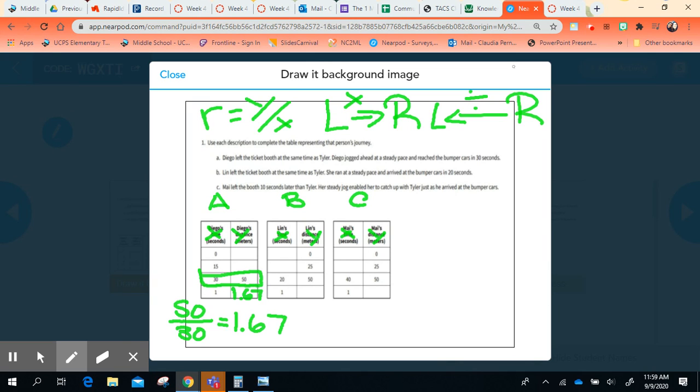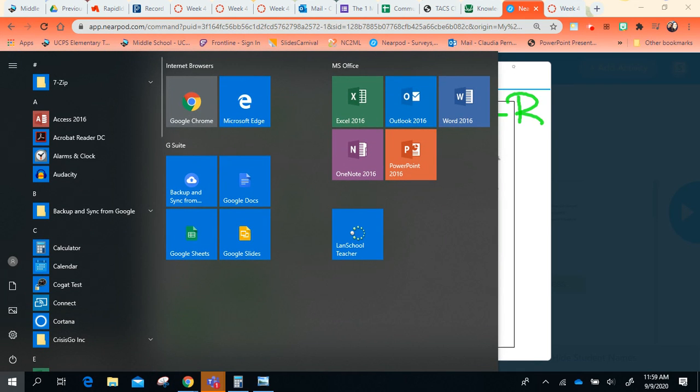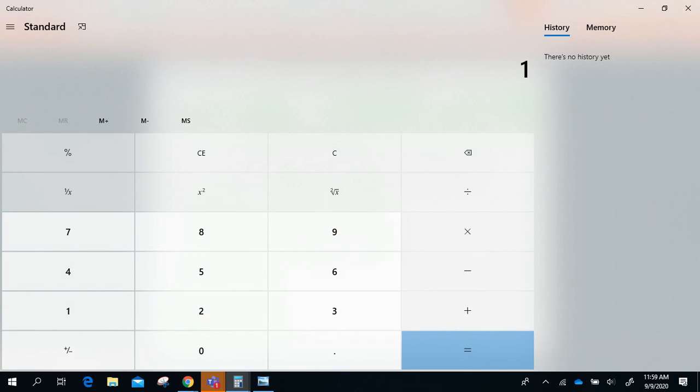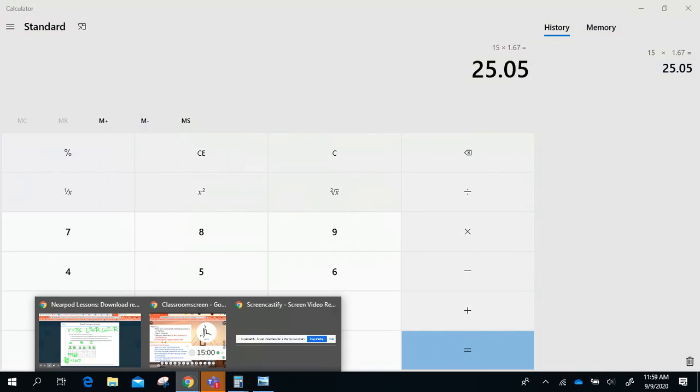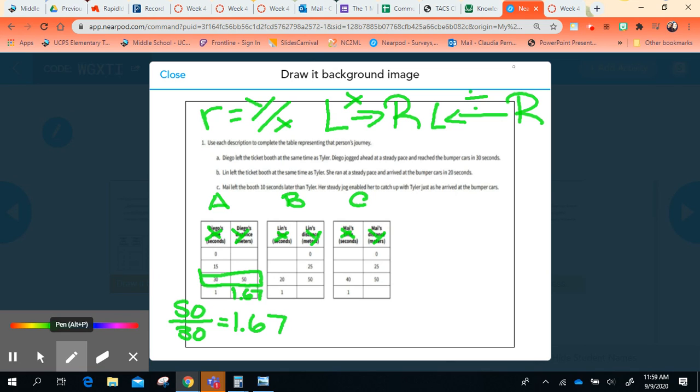So now I'm going to take that unit rate, 1.67 times 15. So 15 times 1.67 is going to give me 25.05. So that's my next number, 25.05. And then 0 times any number is what? Is 0. 0 times any number is 0. So that's your first table. You guys are going to solve for your second and third table.